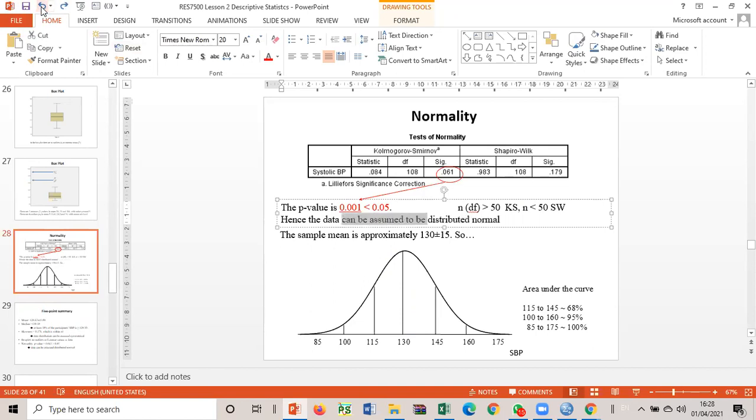Again, if the p-value is more than 0.05, we say the data can be assumed to be distributed normal. If the p-value is less than 0.05, then we say the data is not distributed normal.